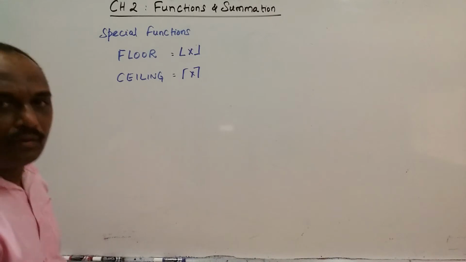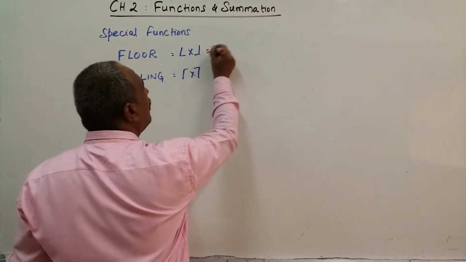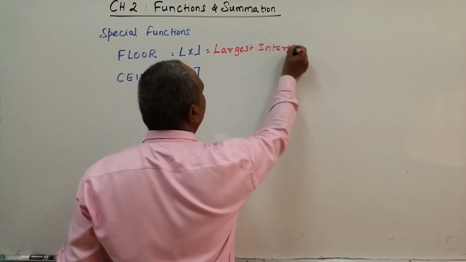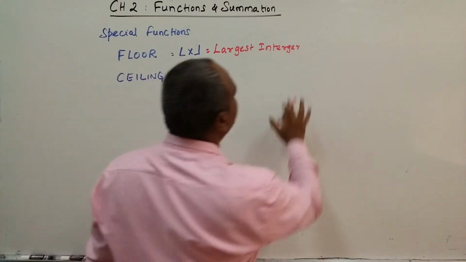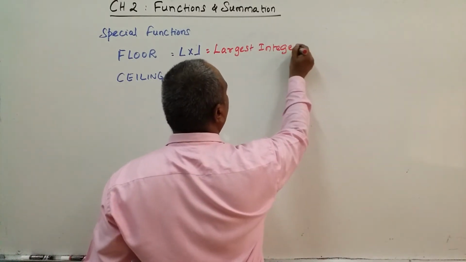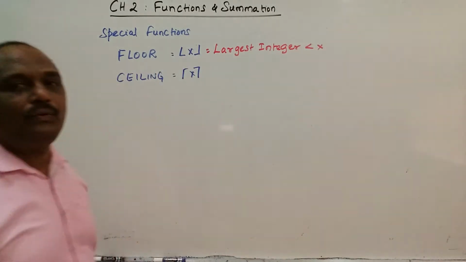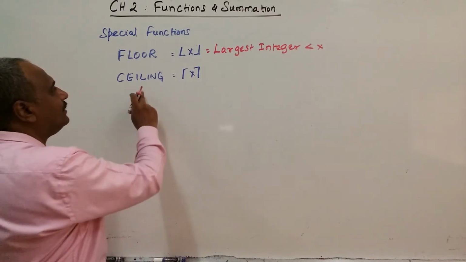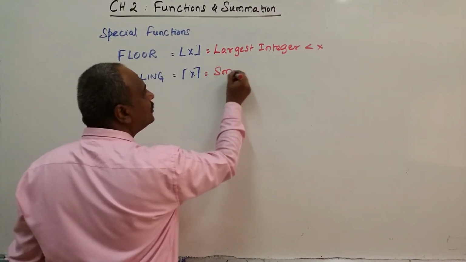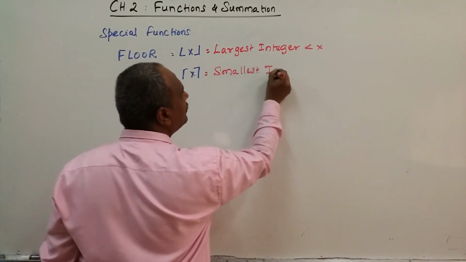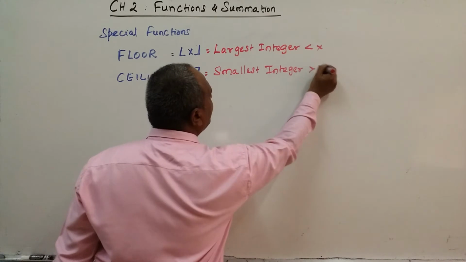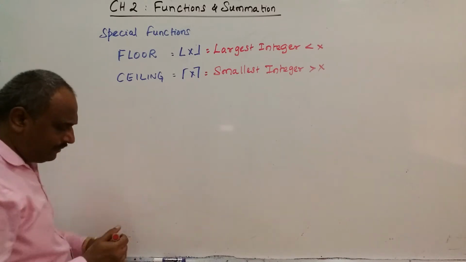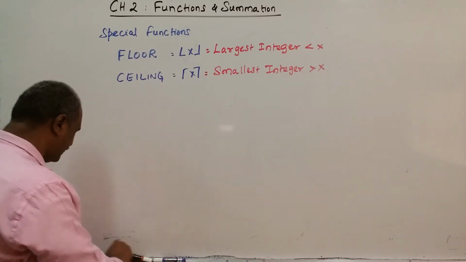What is the meaning of floor? I am going to take the largest integer less than the given value x. The meaning of ceiling is the smallest integer greater than x. When we work through some problems, you can understand the idea very easily.